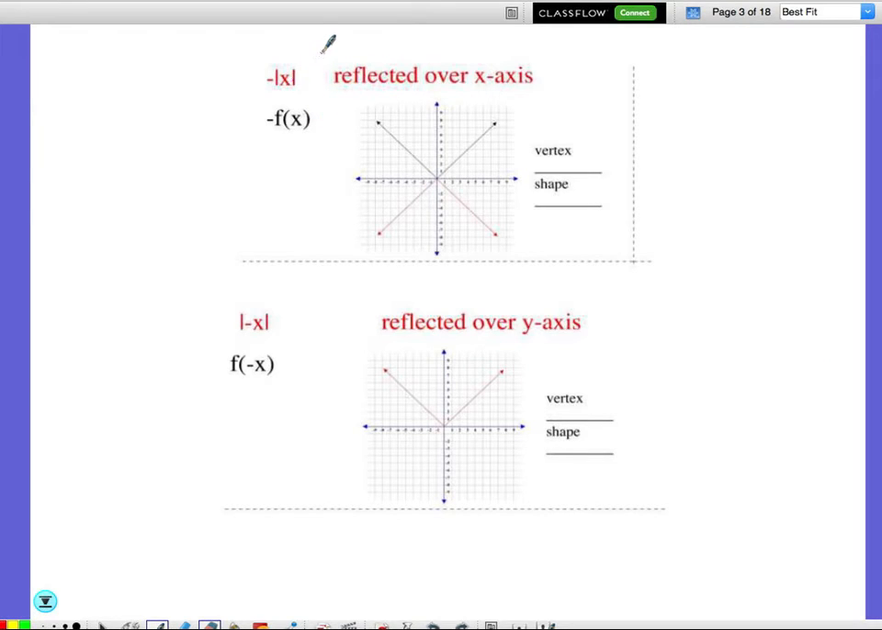Now remember when we had reflect over the x and y axis, when we're reflecting over the x axis we have the negative on the outside of the absolute value in this case. Take a look at this. Is the vertex changing here? So the vertex for the parent function is this, and then when it reflects over the x-axis, the vertex stays exactly where it's at, so it stays the same.